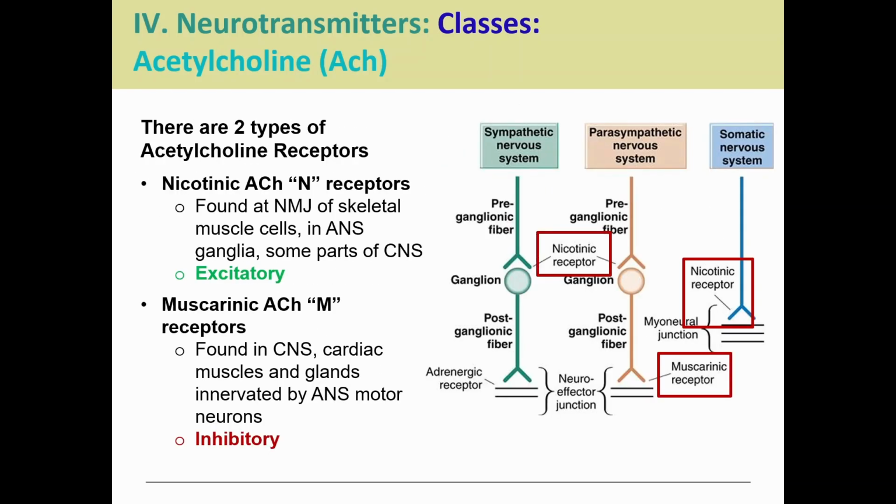So the two types, nicotinic and muscarinic. Nicotinic we find with the skeletal muscles, so at the neuromuscular junction, and then some parts of the central nervous system, as well as the autonomic nervous system ganglia. And then the muscarinic ones, we find in the cardiac muscles, glands, and parts of the central nervous system, and that's inhibitory. The thing that I'm worried about most here is knowing nicotinic is excitatory, muscarinic is inhibitory when it comes to those receptors.